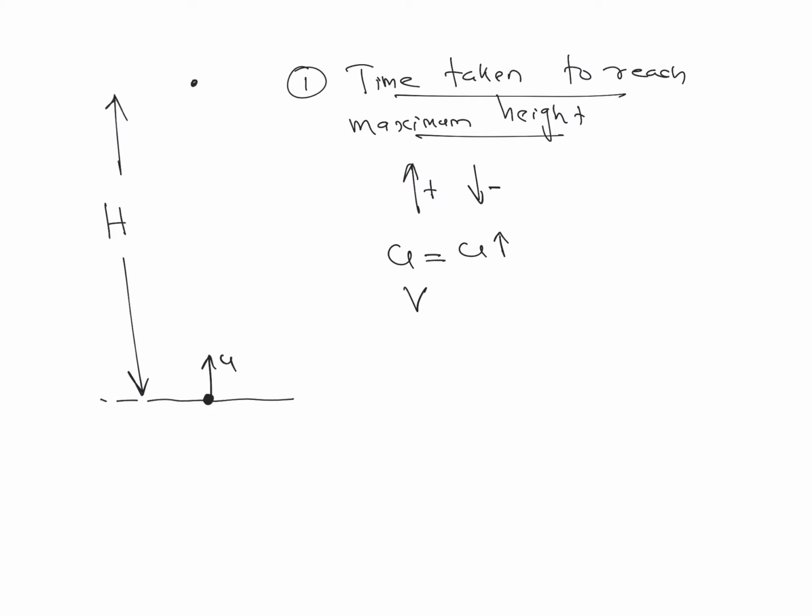And when it reaches the maximum height, its velocity is going to be equal to 0. And acceleration is nothing but acceleration due to gravity, which is acting in downward direction, so we have to take it as minus g. Now our aim is to find out the value of time taken to reach the maximum height.